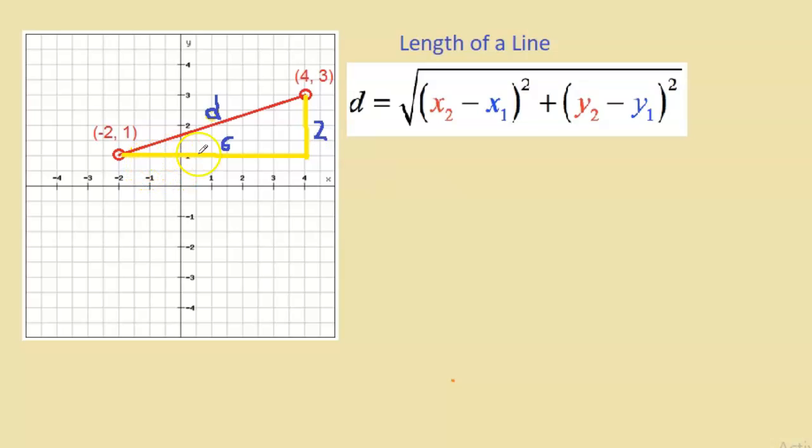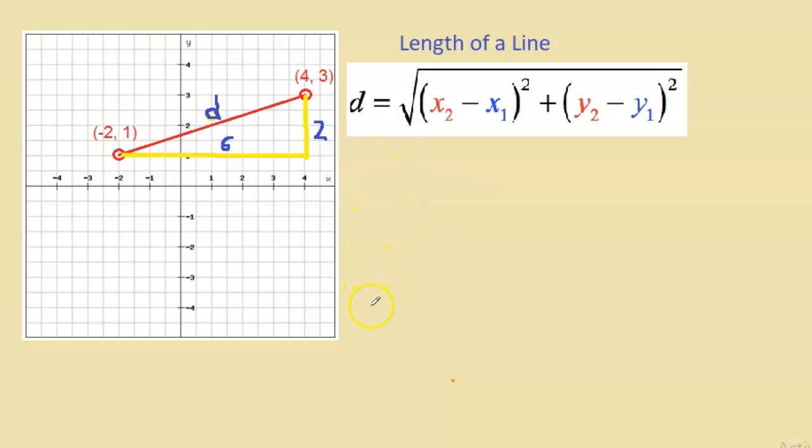Double check to make sure this is 6. Yes, so 6. If you check it, you should get 12 boxes, which represent 6 units. So the base is 6 and the height is 2 units, based on the scale. The height goes from when y is 1 to y is 3, right? Okay, so that's 2.